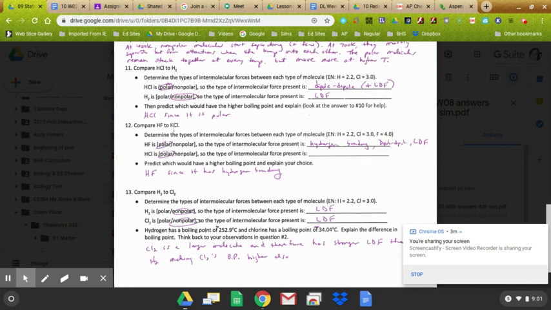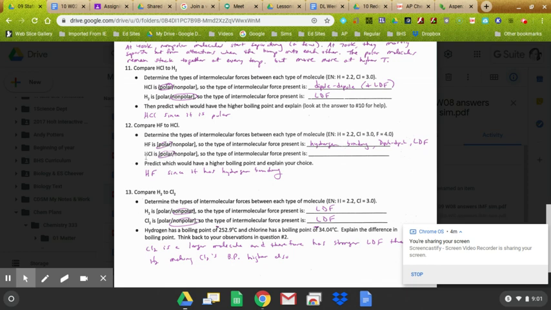For 12, HF and HCl, both of these molecules are polar, right? If we look at the electronegativity differences, for hydrogen and fluorine that's going to be a 1.8 difference. H and Cl is 0.8 again. So both are polar, but HF has hydrogen bonding, where H and F are bonded to each other. Think about how big that difference is in electronegativity. That's a really, really polar molecule that's going to stick together even more strongly than the polar molecule HCl.